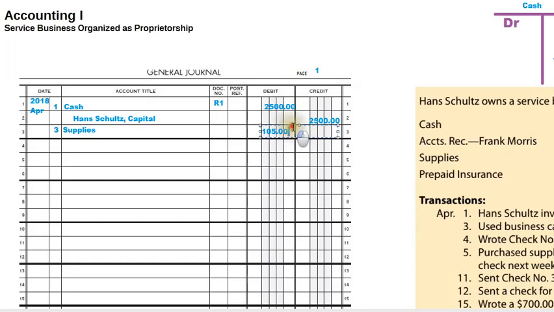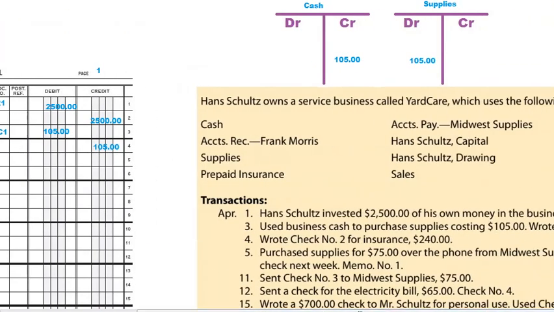Let me fix this real quick. Well, let me just leave it like that. Okay, cash is being credited. Let me go ahead and put $105. Alright, very good. In this case, check number 1 is our source document, isn't it? Right here.